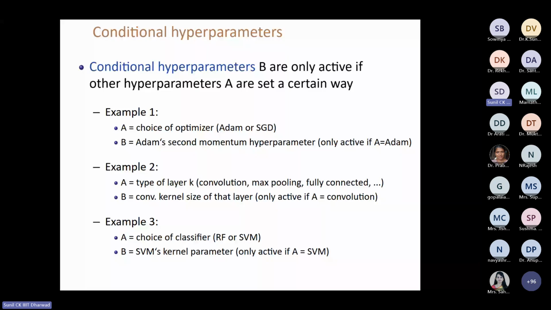Example 3 is a choice of classifier, random forest or SVM. It's going to say which algorithm you are going to use, random forest or SVM. So the SVM kernel parameters are only active if A is equal to SVM. That means if you say you are going to use SVM kernel parameters, they have to be selected only if the classifier is SVM. That's what we discussed.